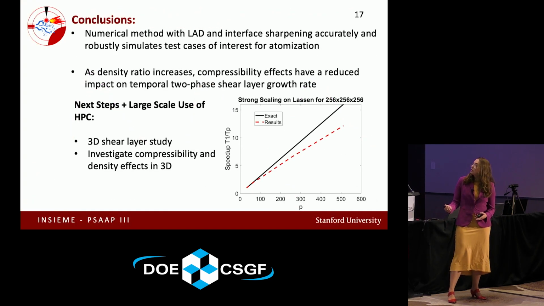So my conclusion is we've developed a numerical method with LAD and interface sharpening to robustly simulate these multi-phase flows. And we've seen some interesting physics in terms of the effective density ratio and compressibility on the two-phase shear layer. And the next steps are to do the 3D study of the shear layer, where now I'll run the large-scale simulations and investigate these effects in 3D.